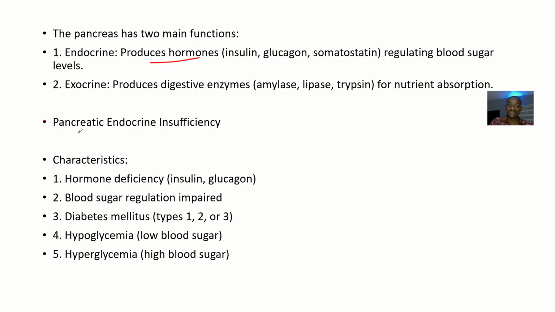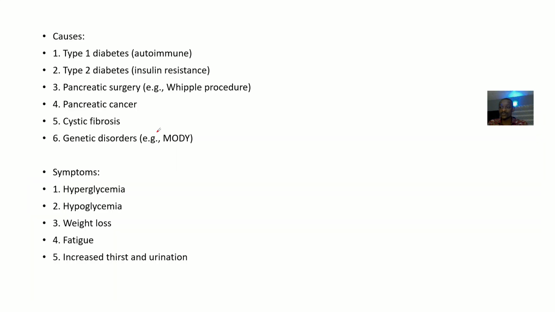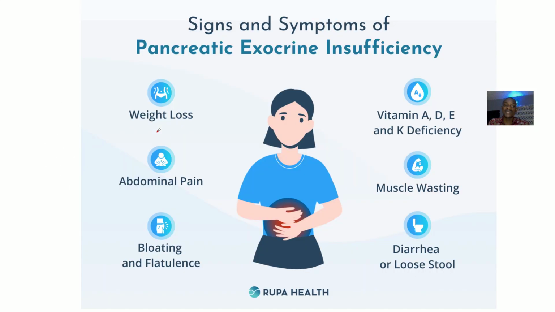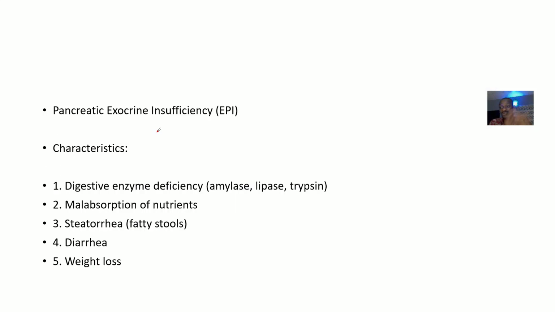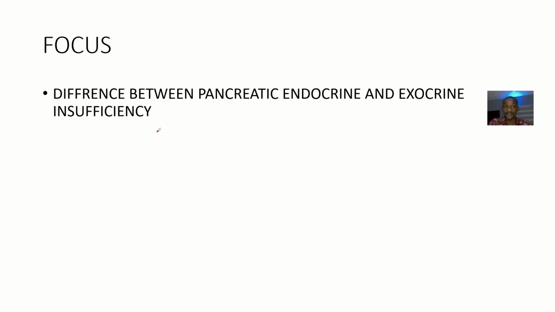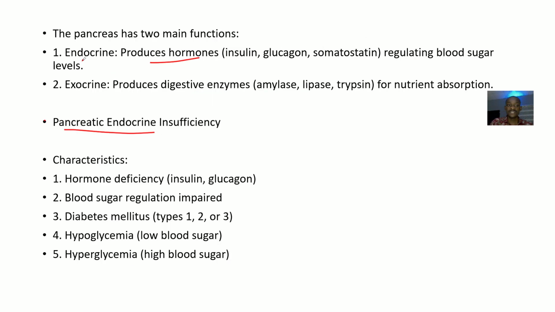We get to discuss the pancreatic endocrine insufficiency separately, to see the concept. Then we talk about the pancreatic exocrine insufficiency separately also. So when you combine the two, you know the differences between the two concepts. For the definition, the pancreas has two main functions: the endocrine function and the exocrine function.